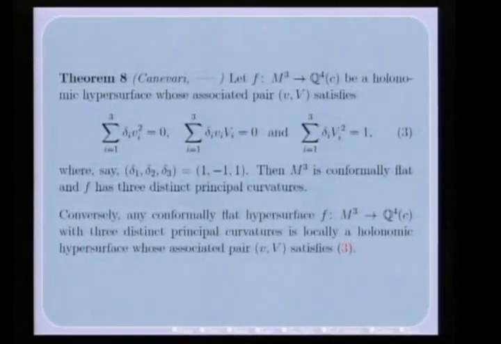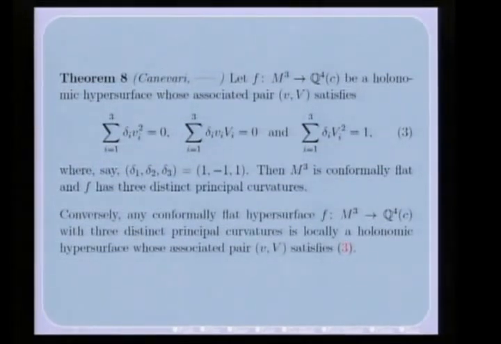Well, what we have been able to prove was that if you have a holonomic hypersurface whose associated pair satisfies not only that condition that appears in Hertrich-Jeromin's result relating those functions v_i, but also those two further relations between them and the functions capital V_i, which are the coefficients of the second fundamental form, then the manifold is conformally flat. And the hypersurface has these three distinct principal curvatures.